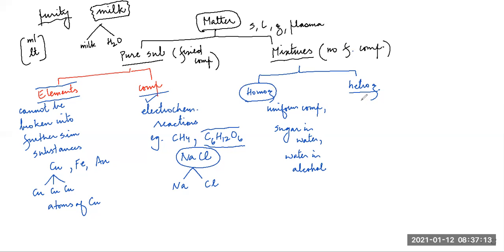When you talk about heterogeneous mixtures, they have non-uniform composition. For example, sand and salt, sugar and salt, and the first example we had taken, water and oil, or the reverse, oil in water, etc.